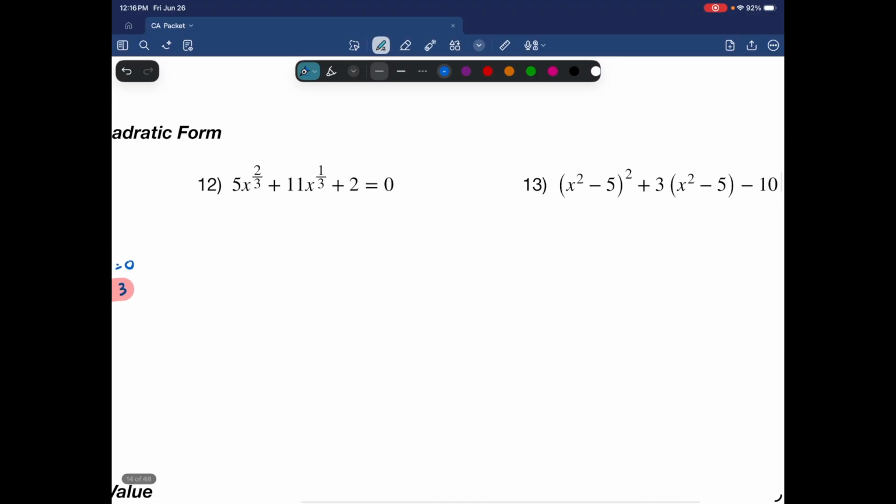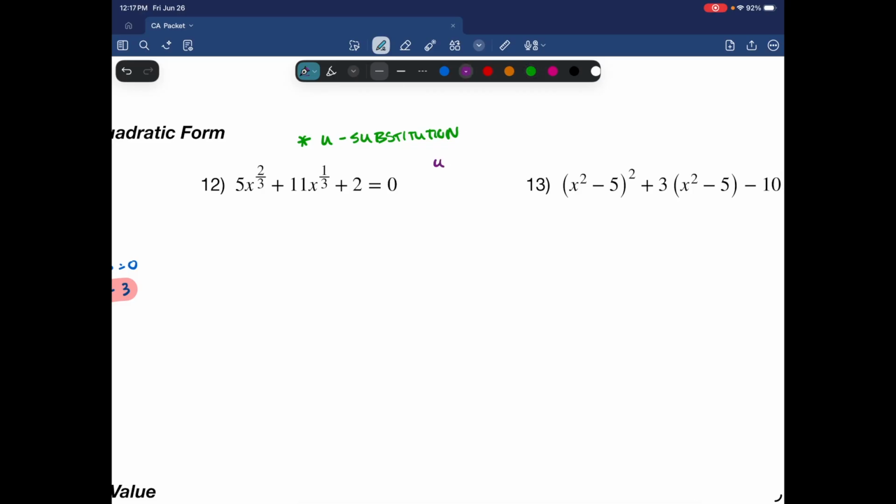Now on 12, you have fractional exponents. All right, so here's what we're going to do. Some may say cheat, but we're going to get creative here. I'm going to use u substitution. So here's what that means. I'm going to let u be x to the 1/3.